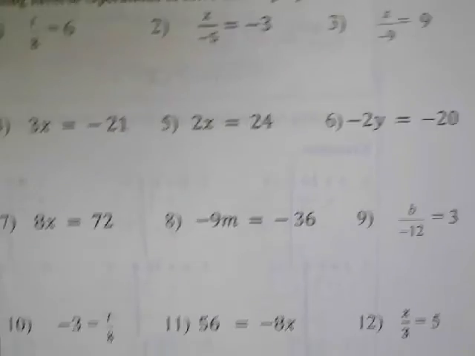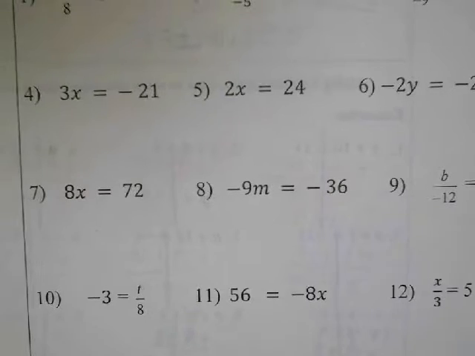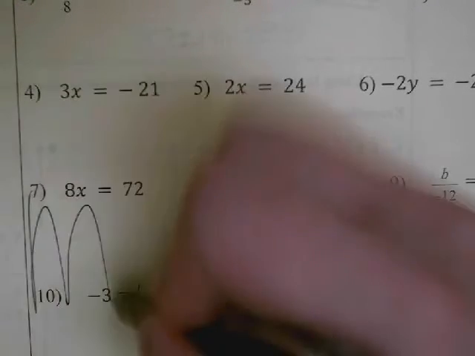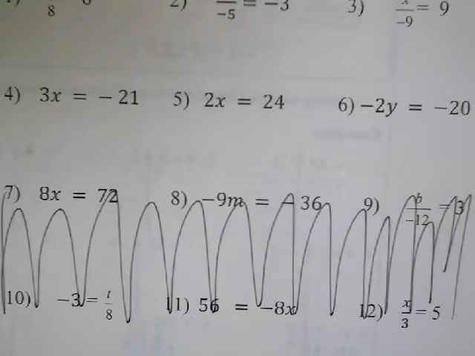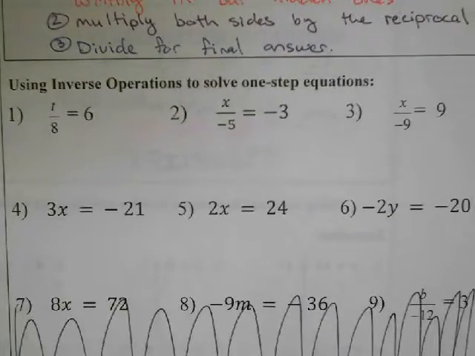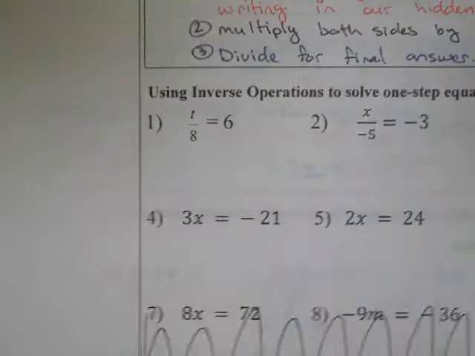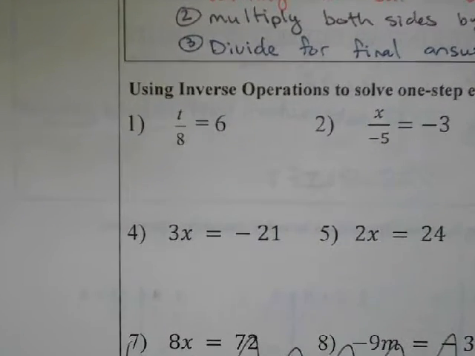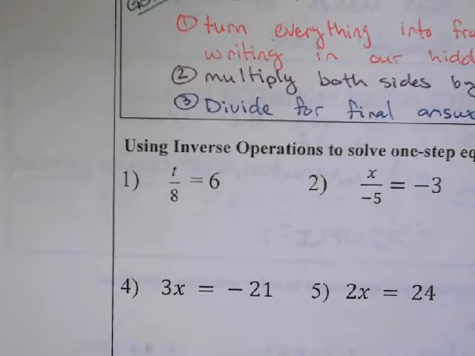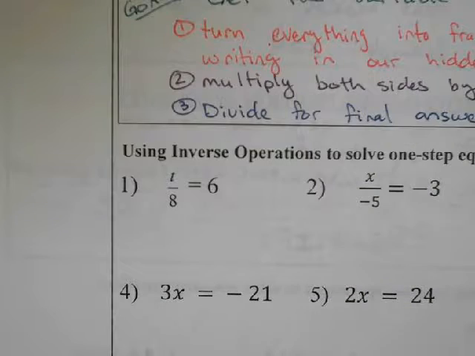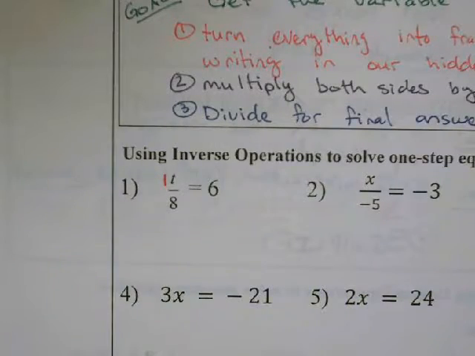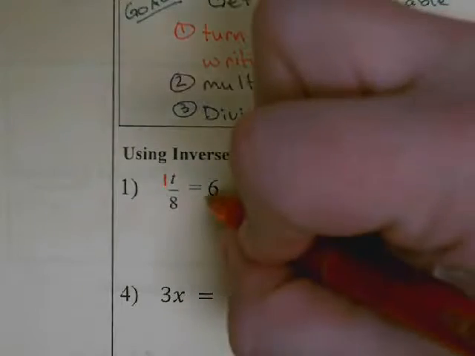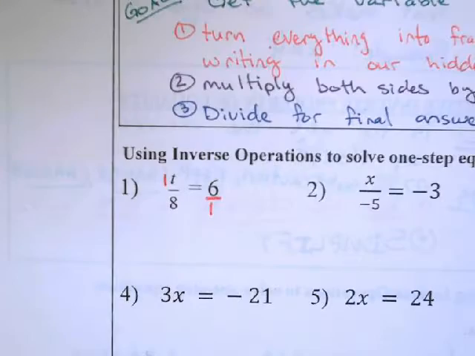I know it looks like there's a lot of examples on this page, and I agree. So what we're going to do is just skip the last 6 and cross those 7 through 12 out, and we'll just do these first 6. Okay, so let's look at number 1. My first step is to turn everything into a fraction. So I'm going to write in my hidden ones. I got a hidden 1 in front of the t, and then I have a hidden 1 underneath my 6.